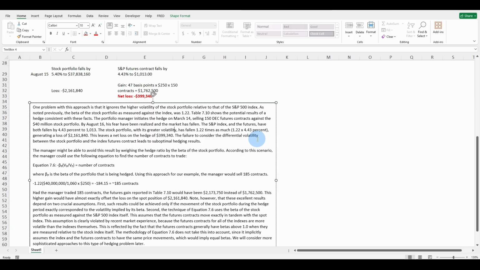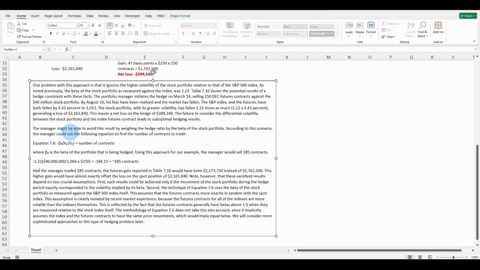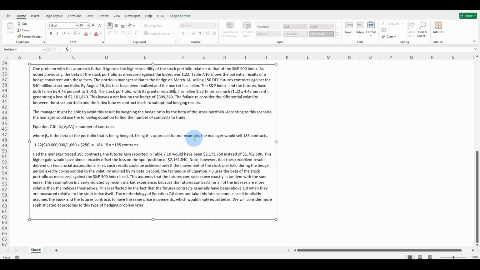A failure to consider the different volatility between the stock portfolio and index futures leads to suboptimal hedge results. Keep that in mind. Volatility is a key variable that you need to be able to compute when you're doing this. The manager might be able to avoid this result by weighting the hedge ratio by the beta of the stock portfolio. According to this scenario, the manager could use the following equation to find the number of contracts to trade.